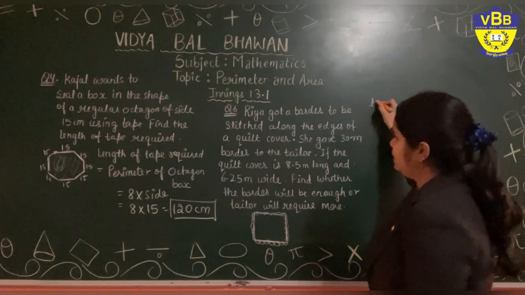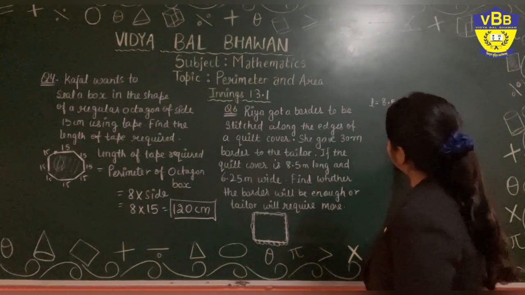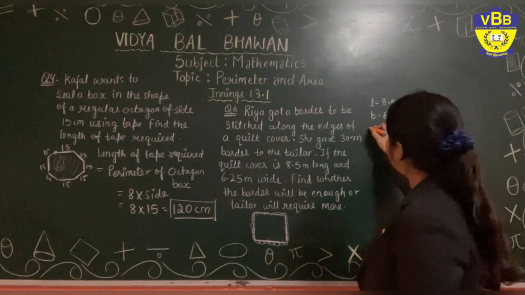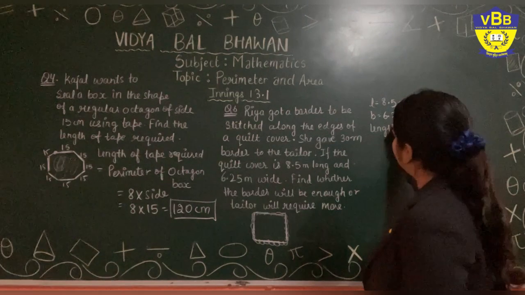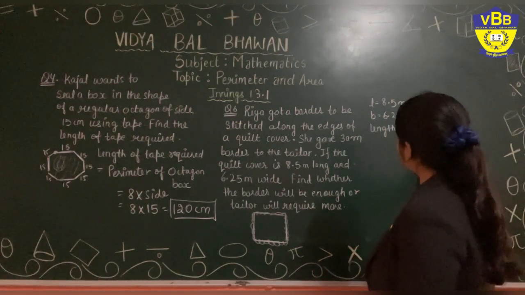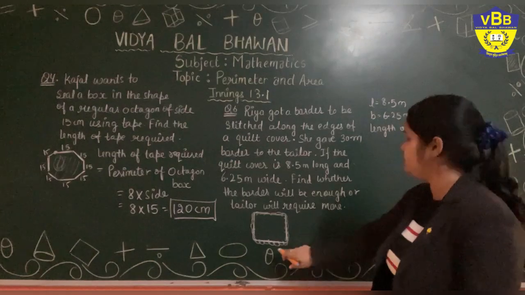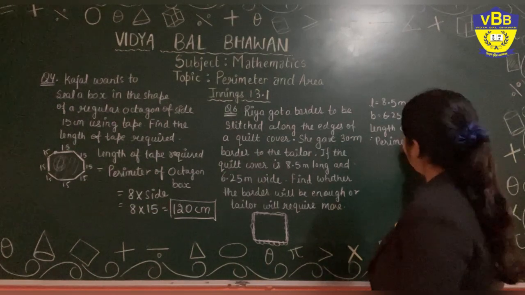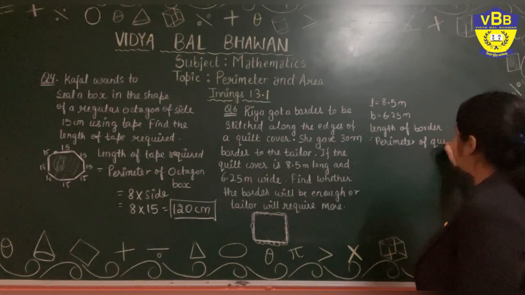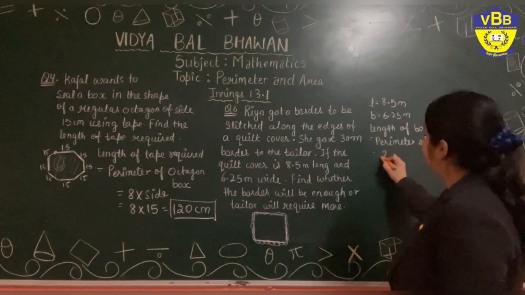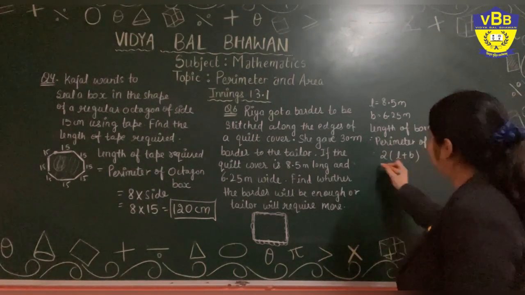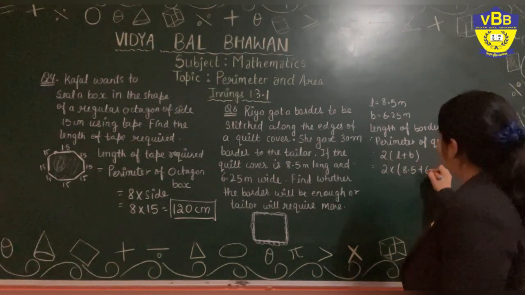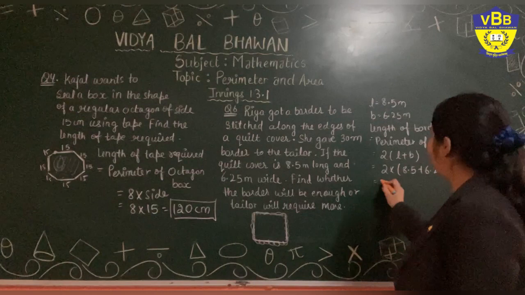What is the length? Length is 8.5 meter. What is the breadth? Breadth is 6.25 meter. To find the length of border required, how much border we require, that will be equal to the perimeter of the rectangle, or the quilt. Perimeter of quilt, which is in rectangular shape. So it is 2 multiply length plus breadth. 2 multiply length is 8.5, breadth is 6.25. Let's just add them.